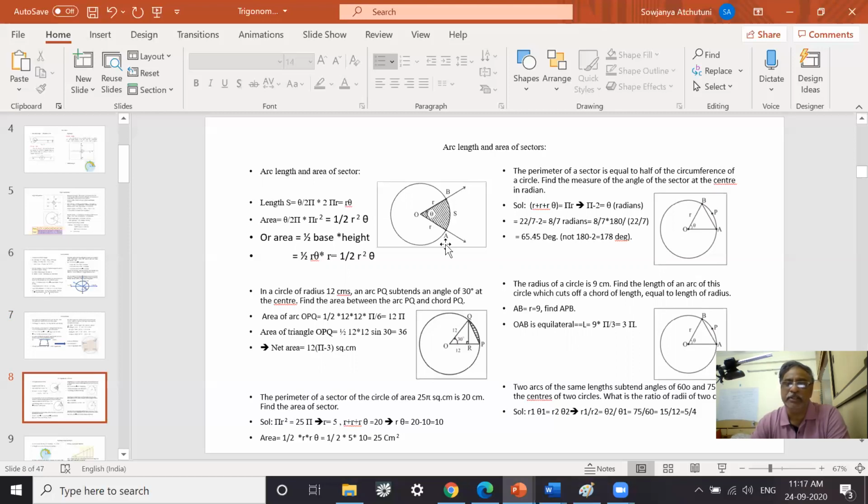If theta is 1 radian, distance is r. This is as per the definition of radian. So the length of arc is r theta.